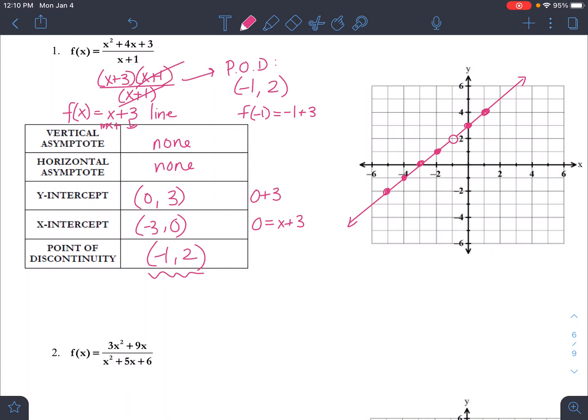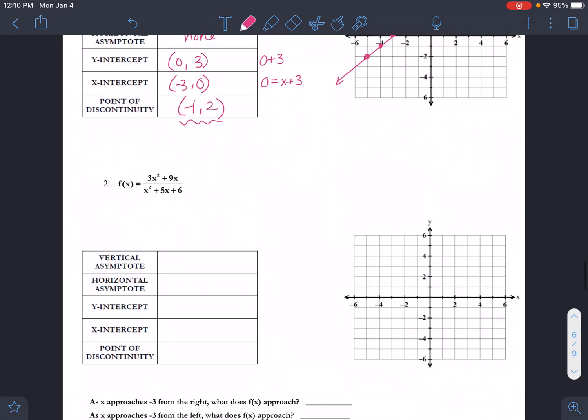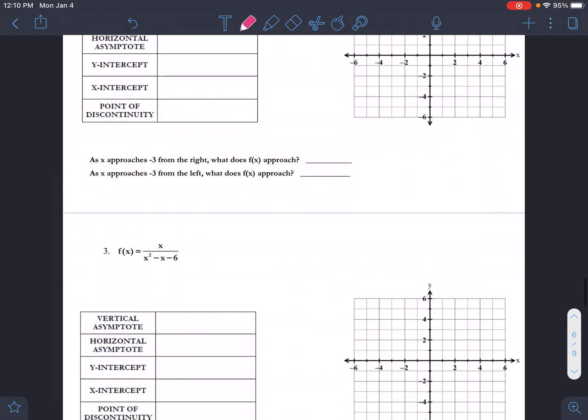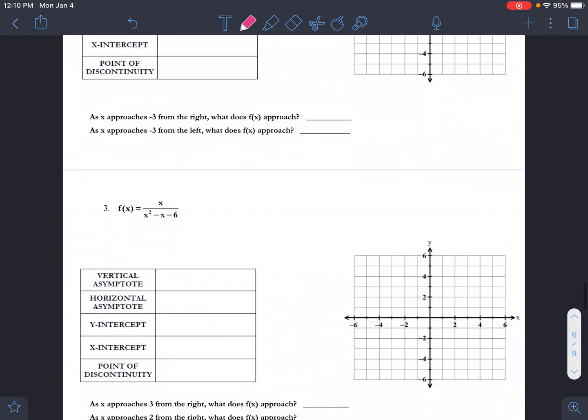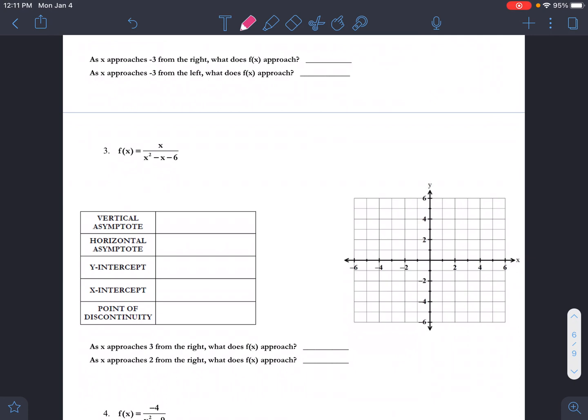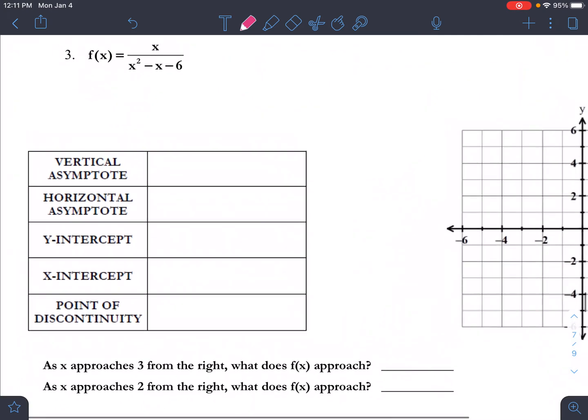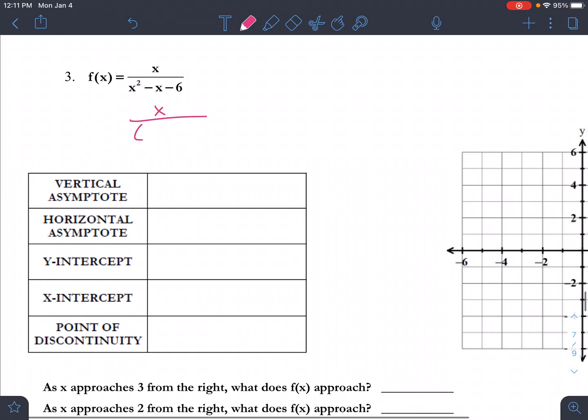So number 3 is actually what we're going to try out. Number 2, we'll deal with one more that has a point of discontinuity. Okay. Number 3, we're going to try out right now together. So if we look at this, we try factoring. Well, nothing cancels. So right away, you could just say there's no point of discontinuity, so that's kind of nice to know. And then we can also start finding some asymptotes because nothing canceled, so asymptotes are there.